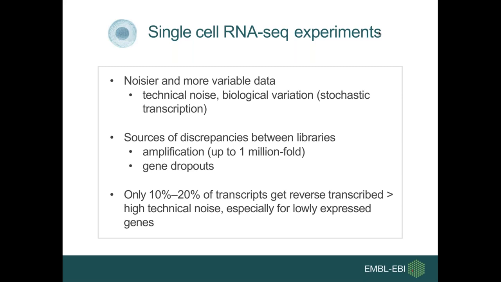And these dropout events can occur due to either a low amount of the mRNA in each individual cell, due to some stochastic differences in the expression, or also due to inefficient mRNA capture, or less than perfect efficiency of the reverse transcription reaction. Actually, the reverse transcription can be an inefficient process. And generally, only a fraction of the total transcript in each cell actually gets transcribed. It's usually somewhere in the region of 10 to 20%, which of course introduces a lot of technical noise, and is problematic, especially for genes that are already expressed at quite low levels.